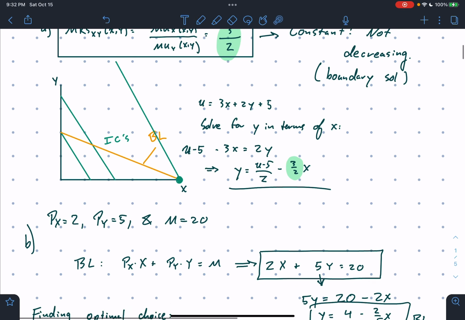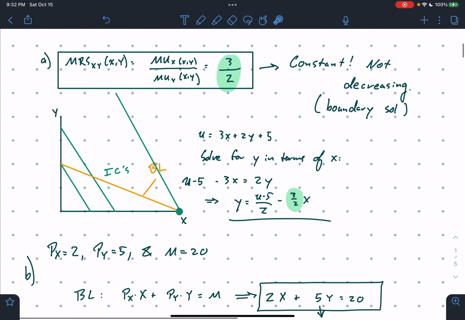Sorry, this indifference curve doesn't really fit on the graph as drawn. I hope you'll forgive me for that.